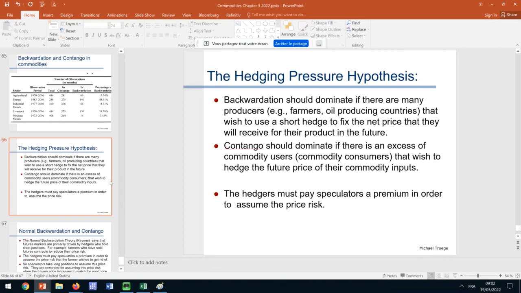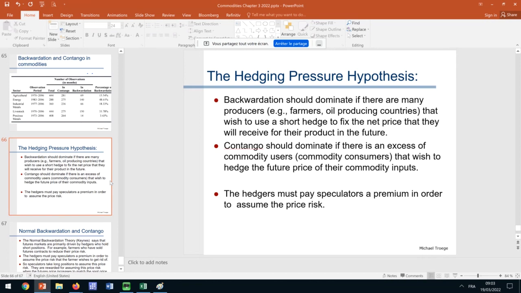Okay, so you will have a hedging pressure that comes from the sellers. The hedging pressure from the sellers will tend to flatten the curve or make it downward sloping. And in the old times, this is Keynes. Keynes came up with this theory of normal backwardation. And in the old times, this was the situation.